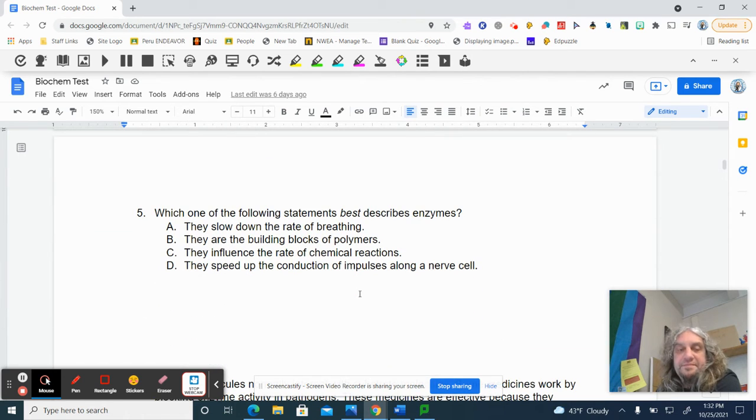Question 5. Which one of the following statements best describes enzymes? A, they slow down the rate of breathing. B, they are the building blocks of polymers. C, they influence the rate of chemical reactions. D, they speed up the conduction of impulses along a nerve cell.